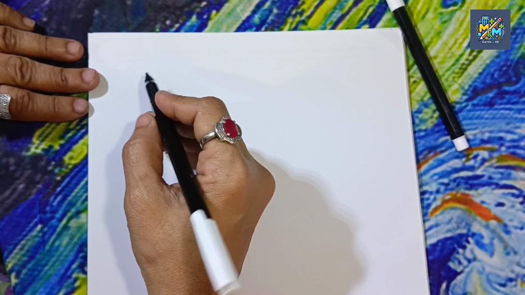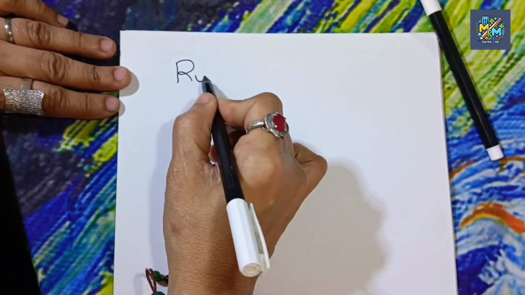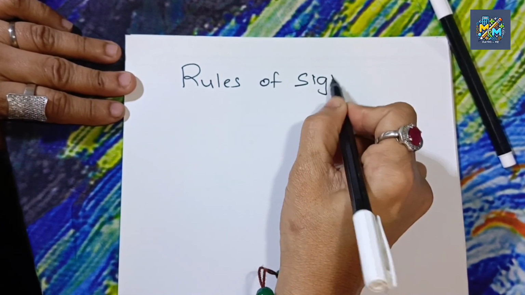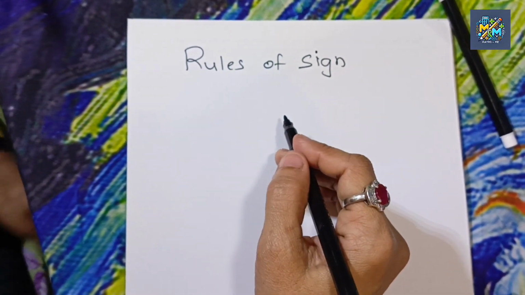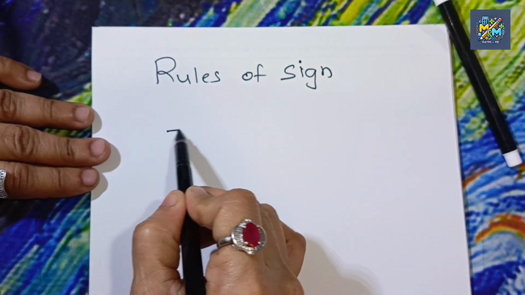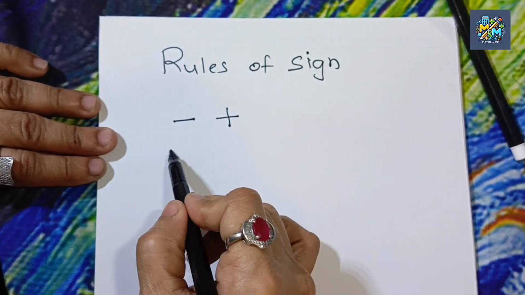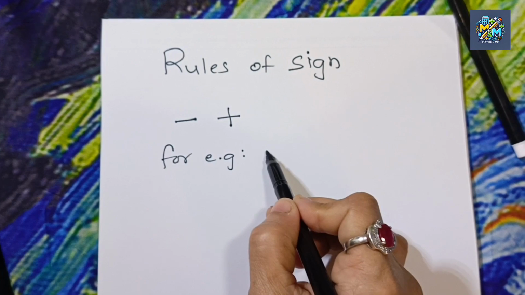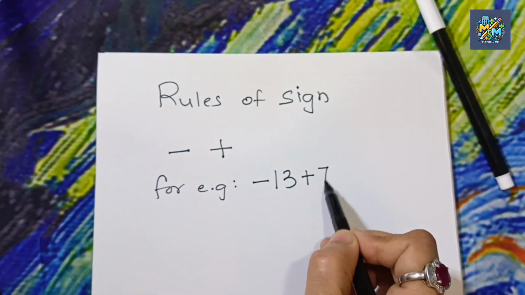Let's take a quick recap. What we were doing was learning the rules of using signs. We have been through two types of signs. So now again I'm just going to help you out over here. See, I'm having a minus sign and a plus sign. For example, I had already given you the example: if I have minus 13 plus 7.